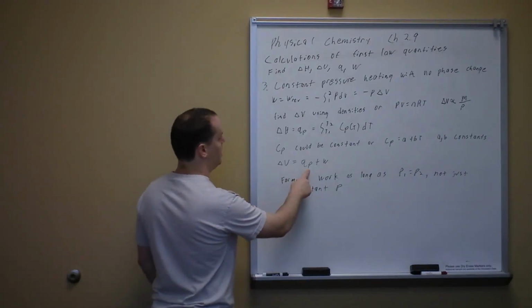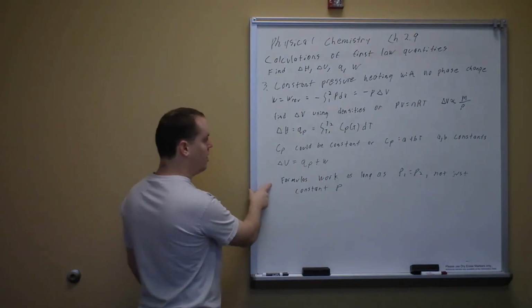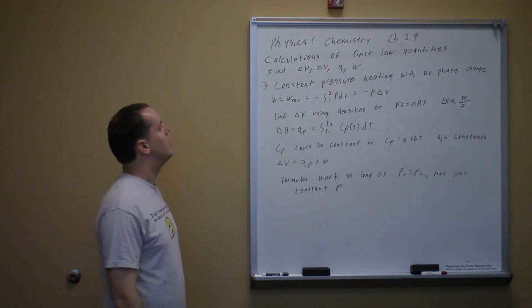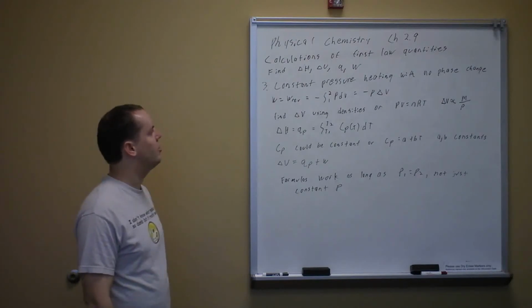Delta U we know is going to be QP plus W, just like we saw last time. And these formulas are actually going to work not just for a constant pressure process, but for any process where the final pressure is equal to the initial pressure.